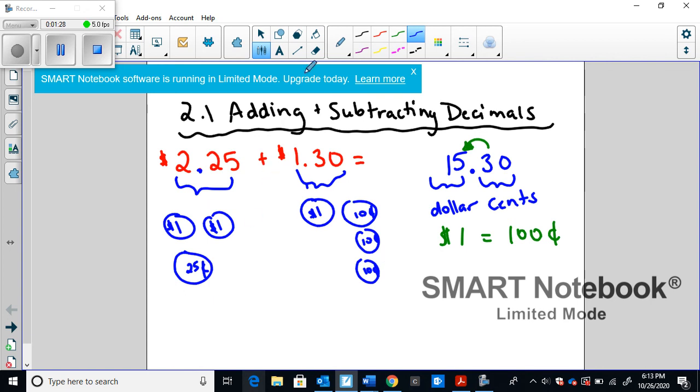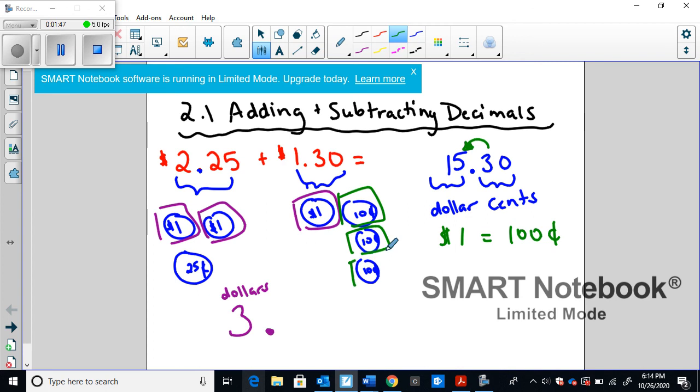All right, so first I'm going to combine all of my dollars. So I've got $1, $2, $3. Okay, and that number is going to go before the decimal point because before the decimal, I have my dollars. And then after the decimal, let's take a look at my cents. I have 10 cents, 20 cents, 30 cents. 30 cents plus 25 cents is going to give me 55 cents, and that goes after the decimal. And so my total, when I add these up, I'm going to have $3.55.